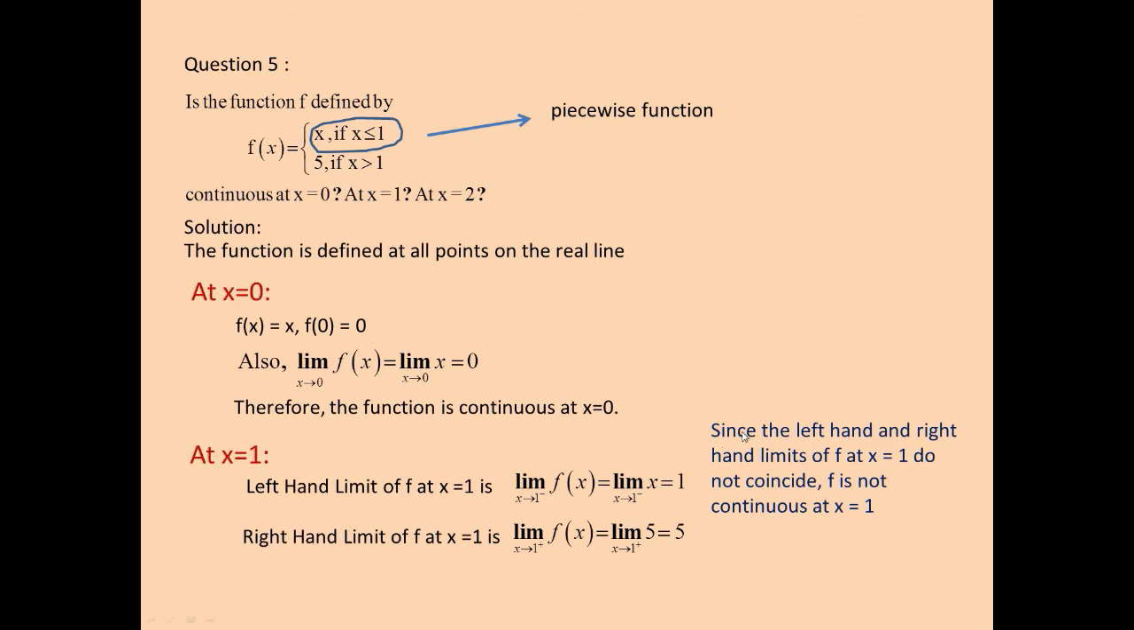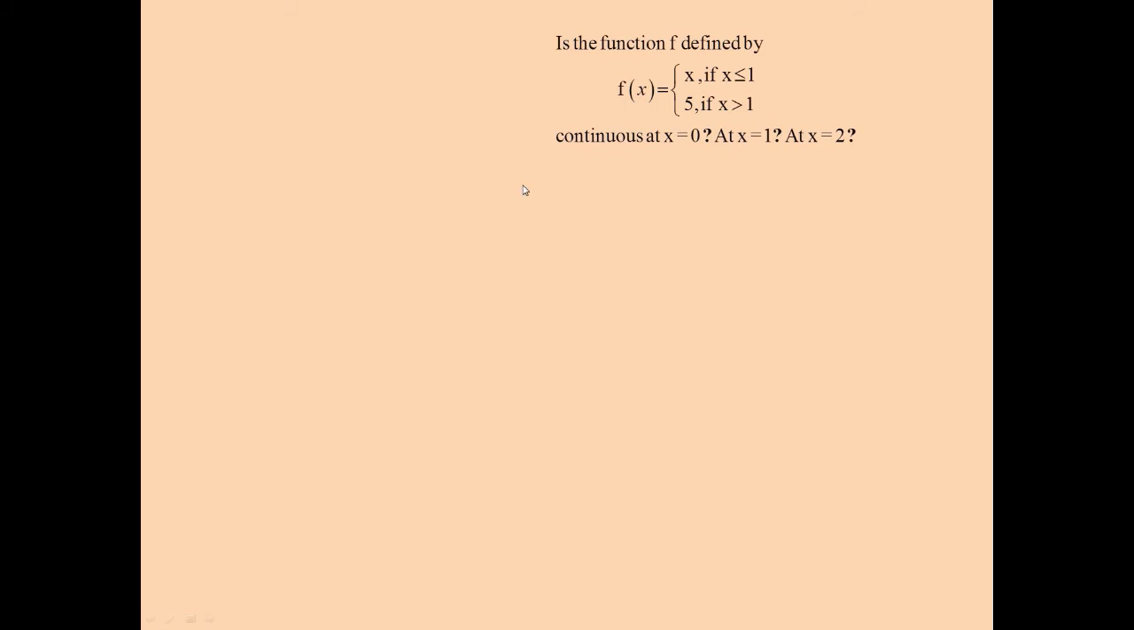Since the left hand and right hand limits of f at x equal to 1 do not coincide, f is not continuous at x equals 1. Got the point? We'll go to the next case, x equals 2.